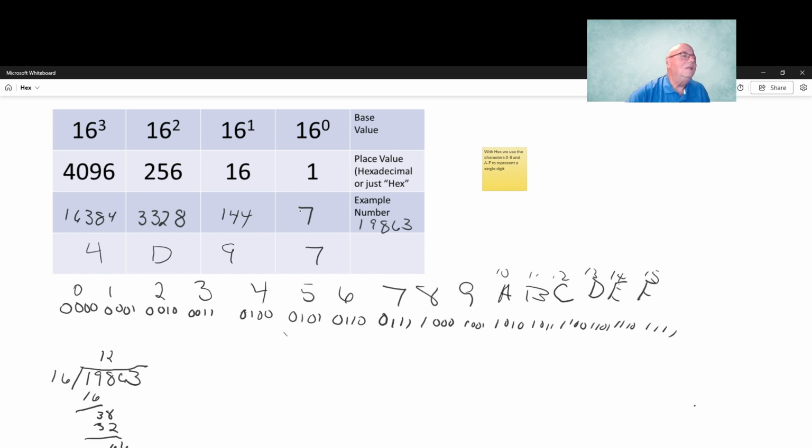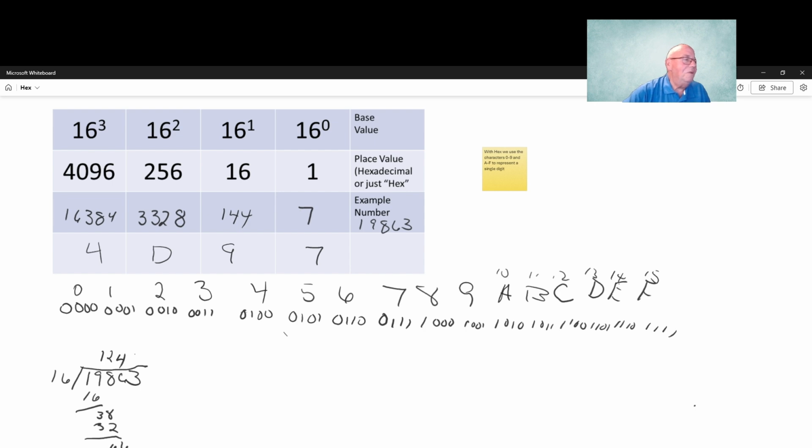6. And 16 goes into 66 4 times, which is 4. Carry the 2. 4 times 1 is 4, plus 2 is 6, 64. That leaves us 2. Carry down the 3.